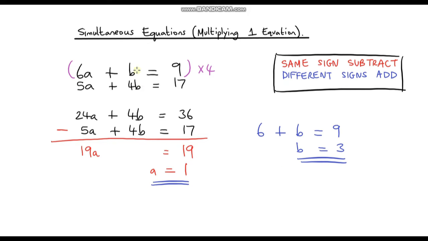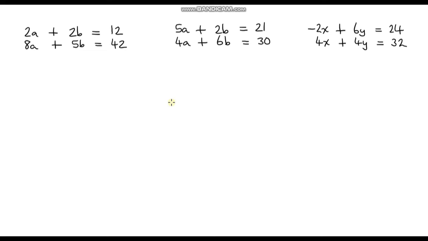So just remember, if you have different numbers of one of the variables, you're going to have to do a bit of manipulation first before you add or subtract the equations together. And in this case, I multiplied the top equation by 4 so that I had the same number of b's. Okay, I've got 3 more examples to go through, but as always, I would encourage you to pause the video and see if you can solve these simultaneous equations yourself first.